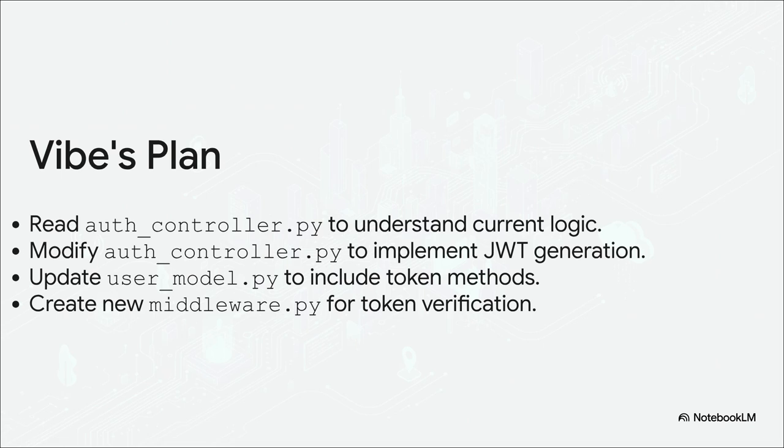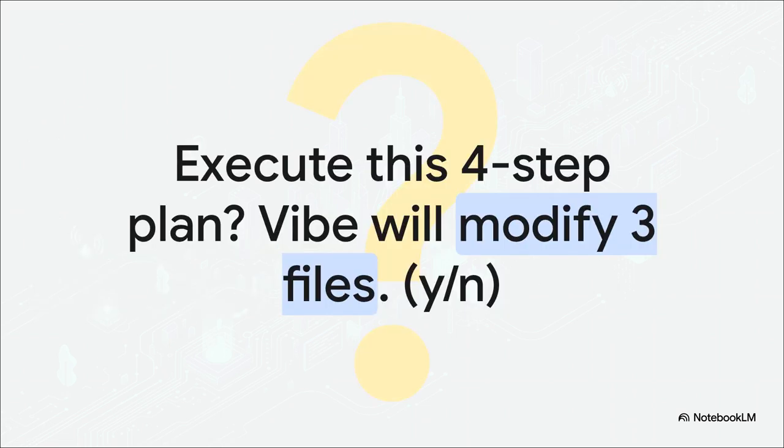So what happens? Vibe doesn't just start randomly changing your files. No, it thinks. It analyzes everything and comes back with a smart step-by-step plan. It knows it has to read the current controller, then modify it, then update the user model, and it even figures out it needs to create a brand new middleware file. That's intelligence. And this is maybe the most important part. Vibe is powerful, but it's designed to keep you, the human, in the driver's seat. Before it touches a single character of your code, it lays out its entire plan and asks for your permission. This safety net is absolutely critical. You always have the final word.